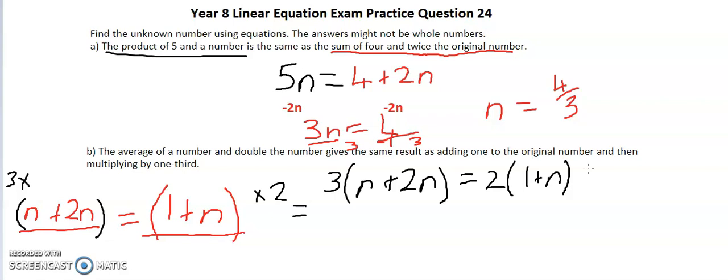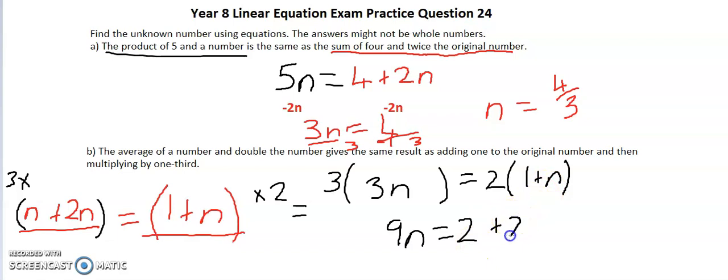So the next thing I want to think about here is I would like to get rid of my brackets. The first thing I would like to do here is times 3 by n. Well, first, n plus 2n is 3n, so I'll change that to 3n. And 3 times 3n is 9n. And that is equal to 2 times 1 is 2, plus 2 times n is 2n.